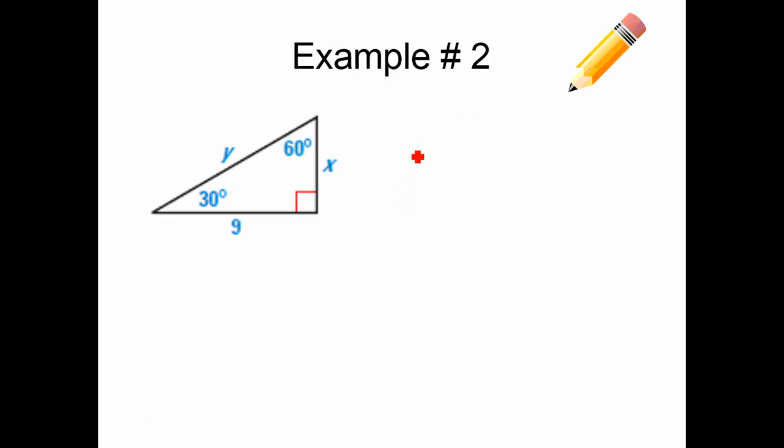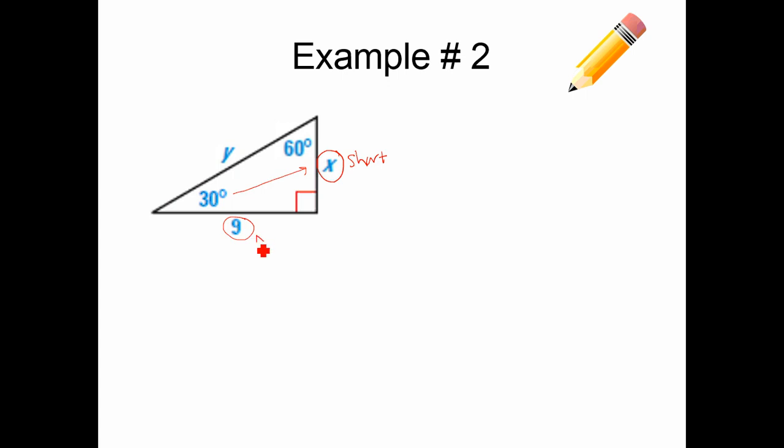Again, a 30-60-90 degree triangle. This time my x is on the short leg. I know it's the short leg because it's across from the 30 degrees, which happens to be the smaller angle. So I have a short leg here that I'm trying to solve for. The only side I'm given is 9, which is the long leg.